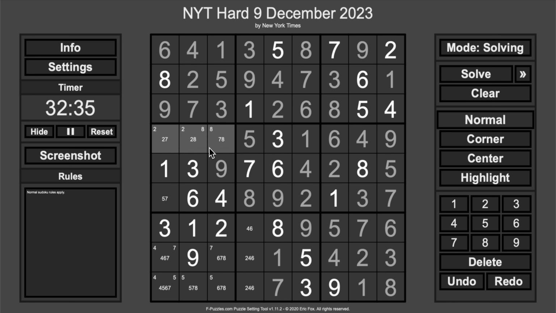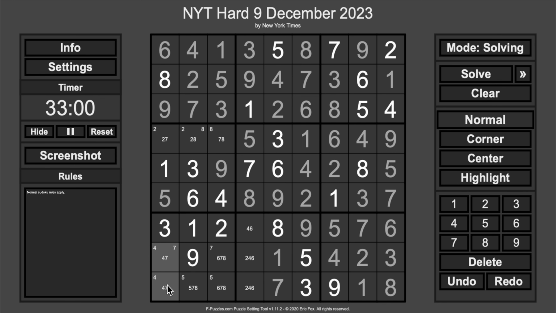Okay, I've got 2, 7, 8. And that's a triple based on that pattern of digits. And the only place for 5 based on my markings in box 4 is right there. So this is not 5. Oh, 6 comes down here. These are not 6.